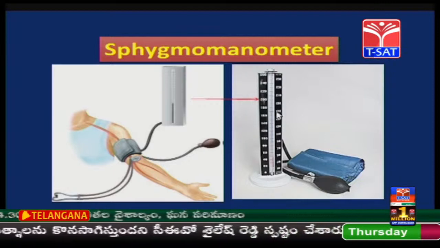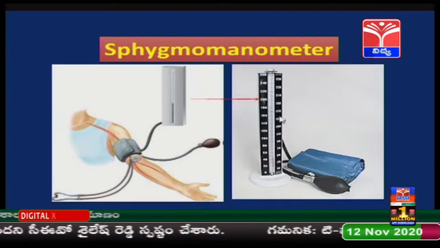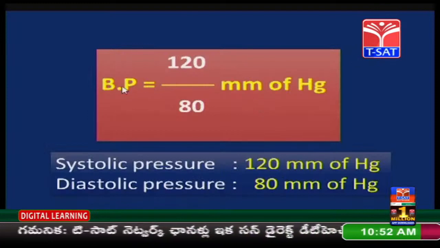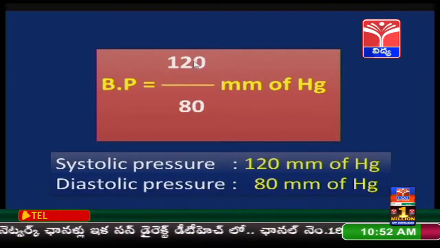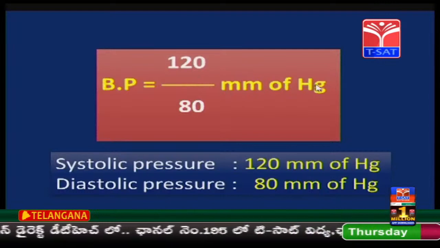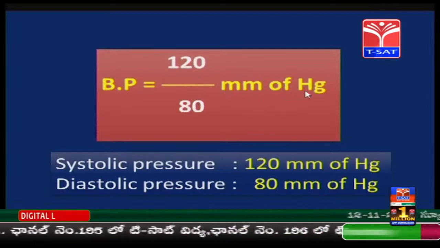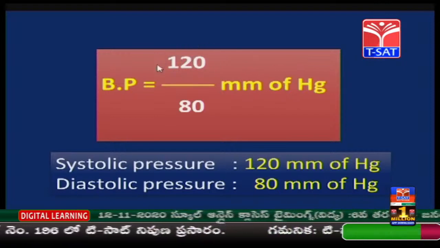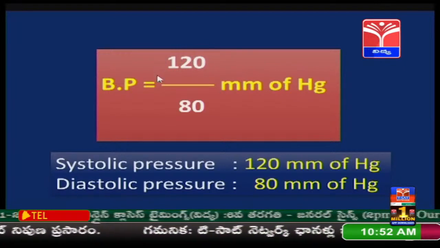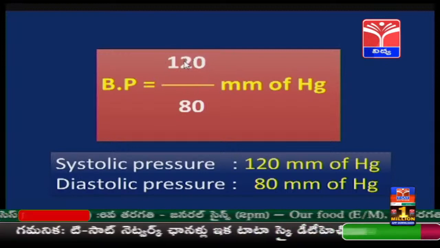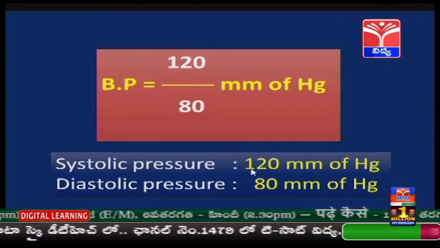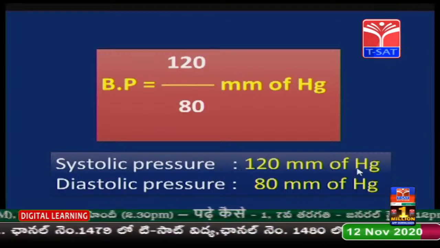Children, this is the sphygmomanometer. It is used to check the BP. So, normal human blood pressure is 120/80 millimeter of mercury or mm of Hg. The upper one measures the strongest pressure during the time blood is forced out of the ventricles. It is called systolic pressure. The systolic pressure is about 120 mm of Hg.